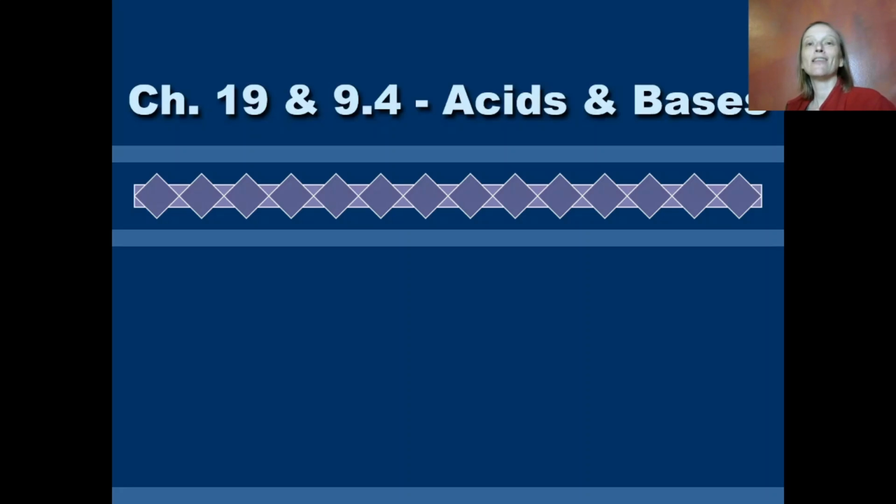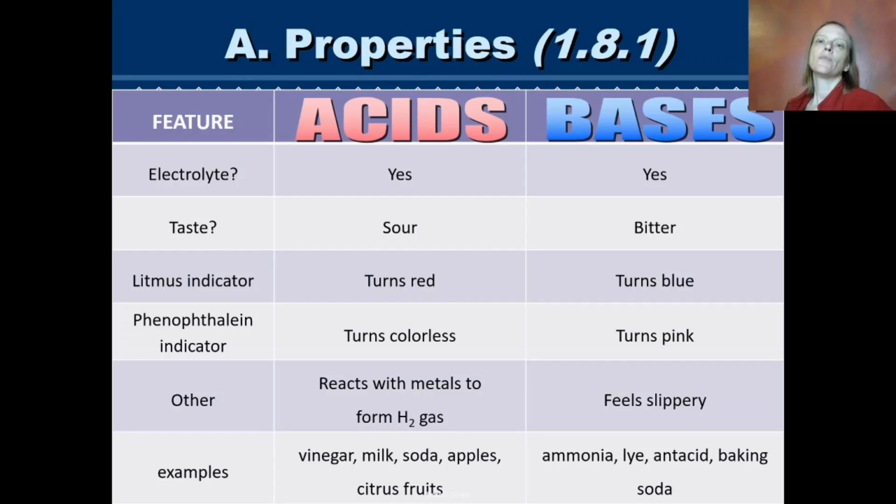Hi Hooks. Now that we know something about solutions, we can talk about some of the most widely used solutions in chemistry, and those are acids and bases. So this is just a summary table of some of the common properties of acids and bases.